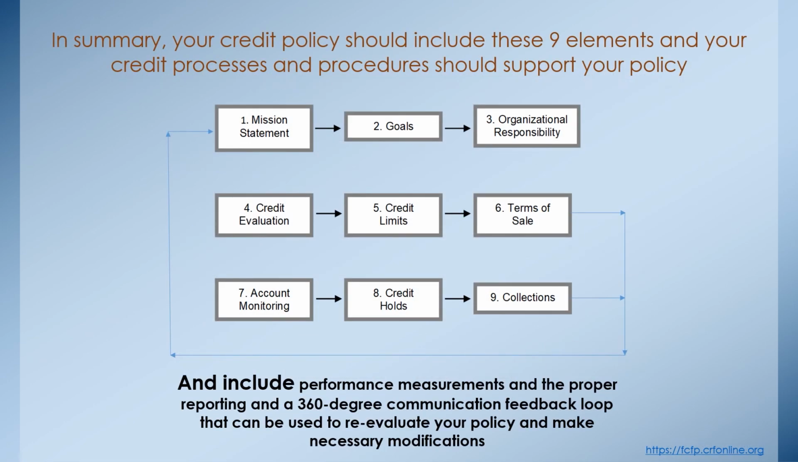In summary, your credit policy should include these 9 elements, and your credit processes and procedures should then support the policy that you've developed with these 9 sections. And remember our guiding principle, and include performance measurements and the proper reporting and 360-degree communication feedback loop so that you can reevaluate your policy and make necessary modifications.